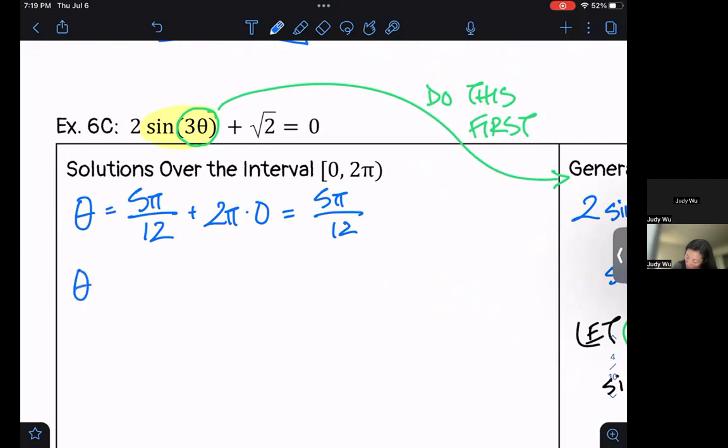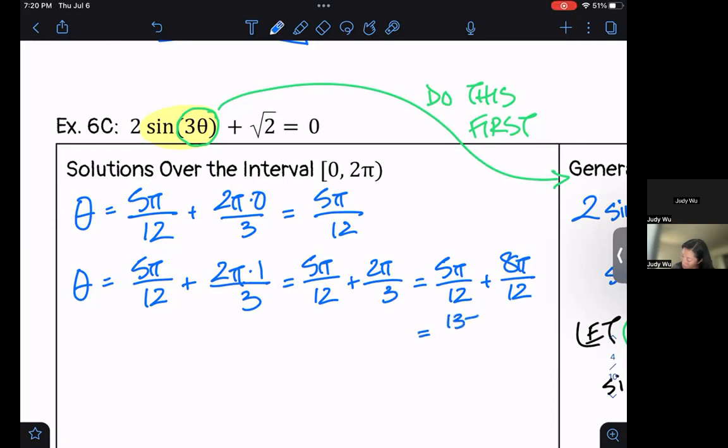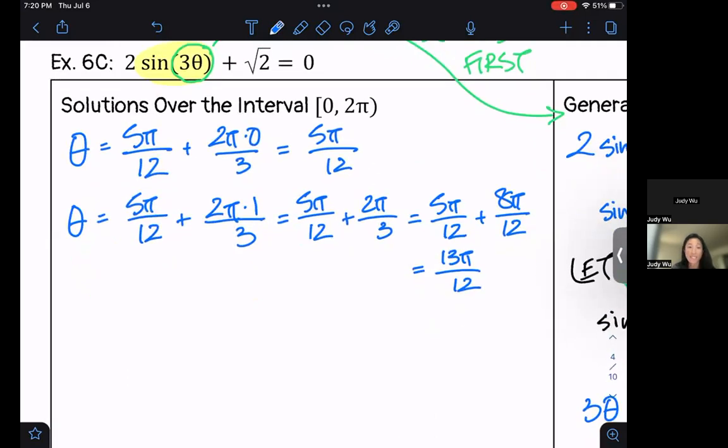The second one is going to be 5 pi over 12 plus 2 pi times 1. So really, I'm adding 2 pi. I'm going around the circle. Oh, sorry, 2 pi over 3. Goodness. Let's erase these. 2 pi times 0 over 3. 2 pi times 1 over 3. So really, I'm adding 2 pi over 3, right? So 5 pi over 12 plus 2 pi over 3. I've got to make a common denominator. So that's going to give me 5 pi over 12 plus, let's see, times 4 is 12. That means 8 pi. So I get 13 pi over 12. That's the second answer.